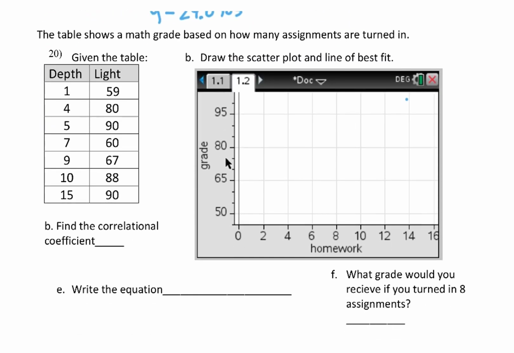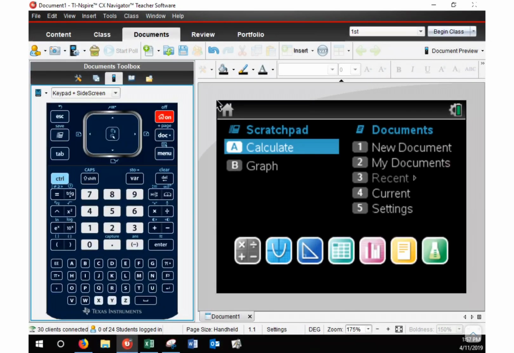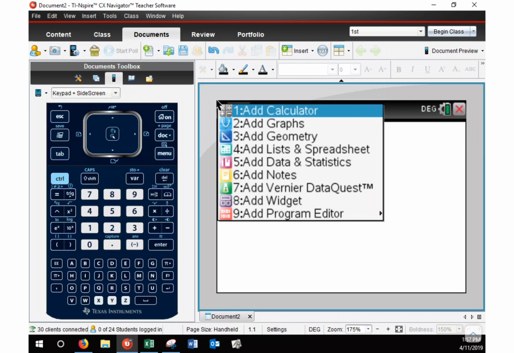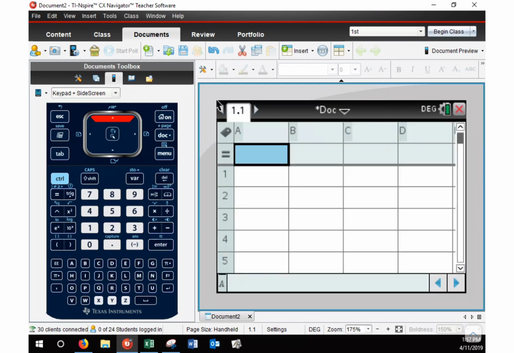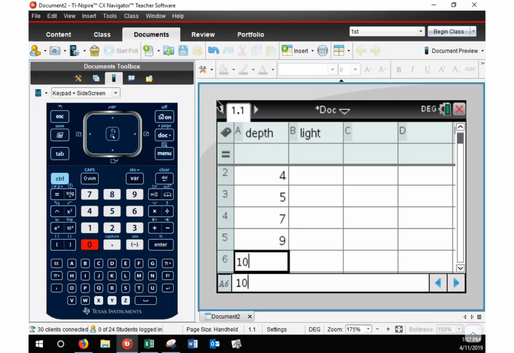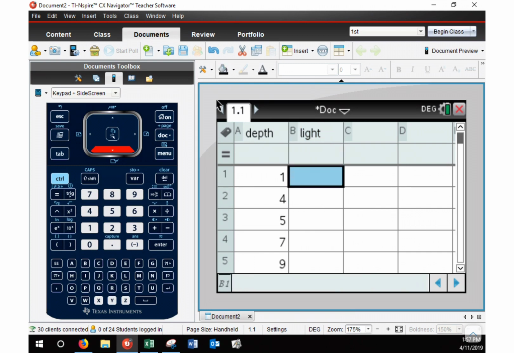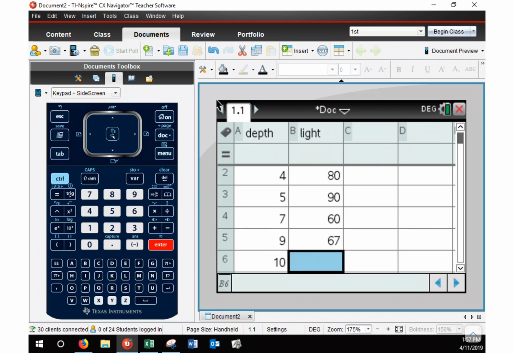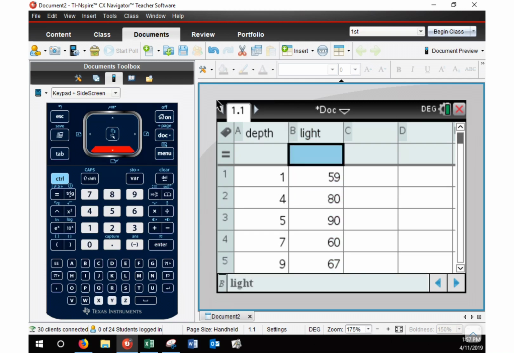Now let's take a look at number 20 and see if we can do the same thing. In this one, again, we go New Document, Lists and Spreadsheets. Now we've got Depth, so I write D-E-P-T-H, and this is question number 20, by the way, and Light. So we enter in our numbers, right? You don't have to do it vertically like that. You could go across, but on these calculators it's a lot easier if we just go down. Just make sure that things are matching up correctly. We end up with this.